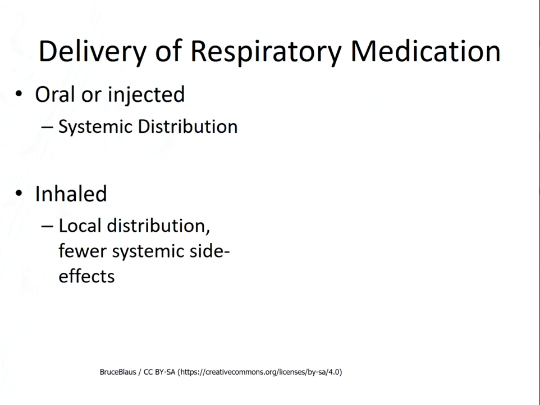There's basically two modes of delivery of respiratory medications, oral or injected, which would lead to a systemic distribution. But we can also use inhaled medications because the lungs are the only part of the body that are directly exposed to the outside environment. We can inhale certain drugs that are directed to the lungs. In general, the inhaled versions are going to have fewer systemic side effects. But if we have big problems with airflow, if we have airways that are clogged up or constricted, sometimes that inhaled medication will not get to those airways, and we'll have to use a systemic distribution.